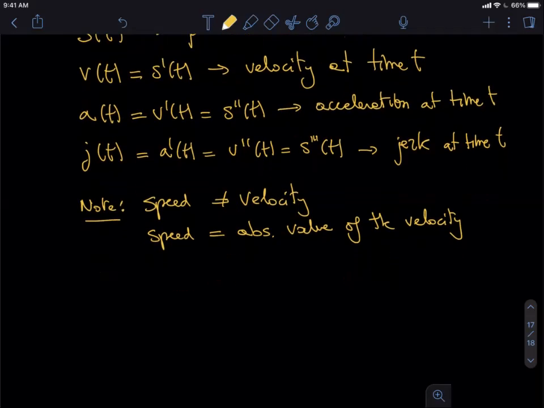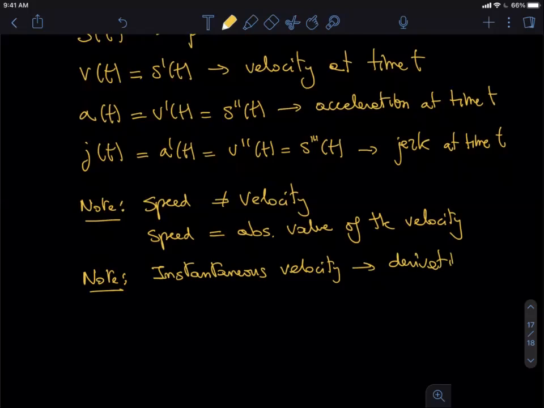And one more thing that I want to note is when we say v prime, we mean the instantaneous velocity. This is a derivative. But if we want an average velocity, this we get computing the rate, S(b) minus S(a) divided by b minus a.